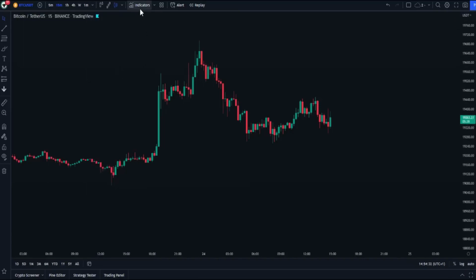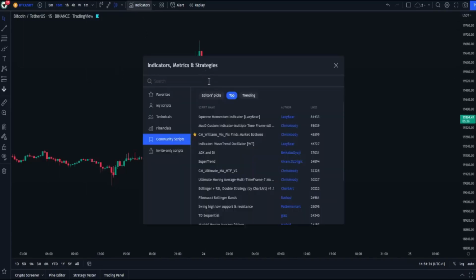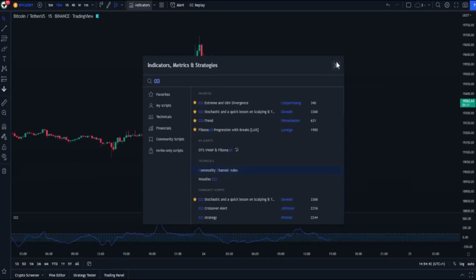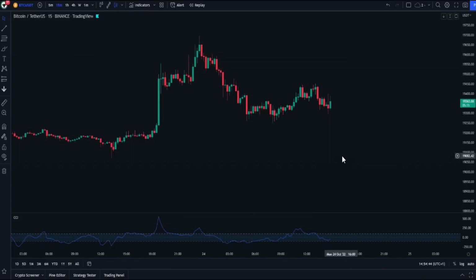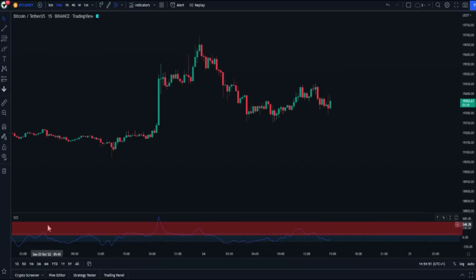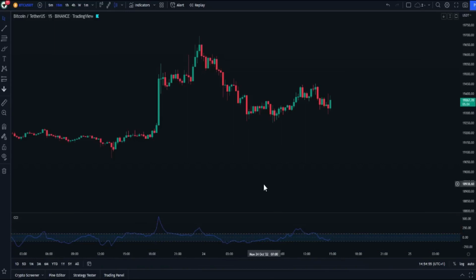Then, go to the indicator box and search for the Commodity Channel Index. You can find it by typing CCI in the search field, then choose this one which you will find under the technical section here. Using the CCI indicator is similar to the Relative Strength Index. When we find that the indicator line has reached the oversold area, we will look for buying opportunities, and when we find that the indicator has reached the overbought area, we will look for selling opportunities, and so on.